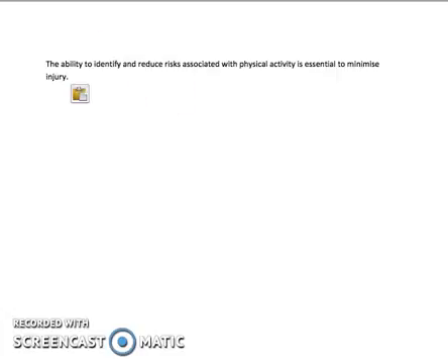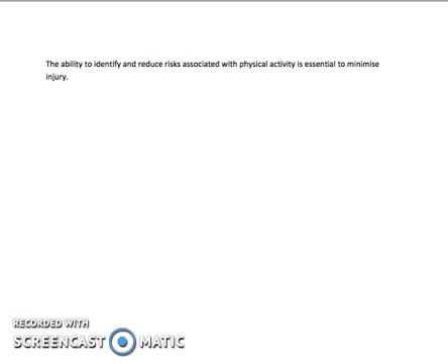So let's look at yet another GCSE 6 marker, again with a different topic and slightly different presentation of the question itself. So this one starts with some fairly straightforward text, and it identifies the ability to identify and reduce risks associated with physical activity is essential to minimize injury. Doesn't tell us anything new, it's not the question itself, but it's just starting to set the scenario.